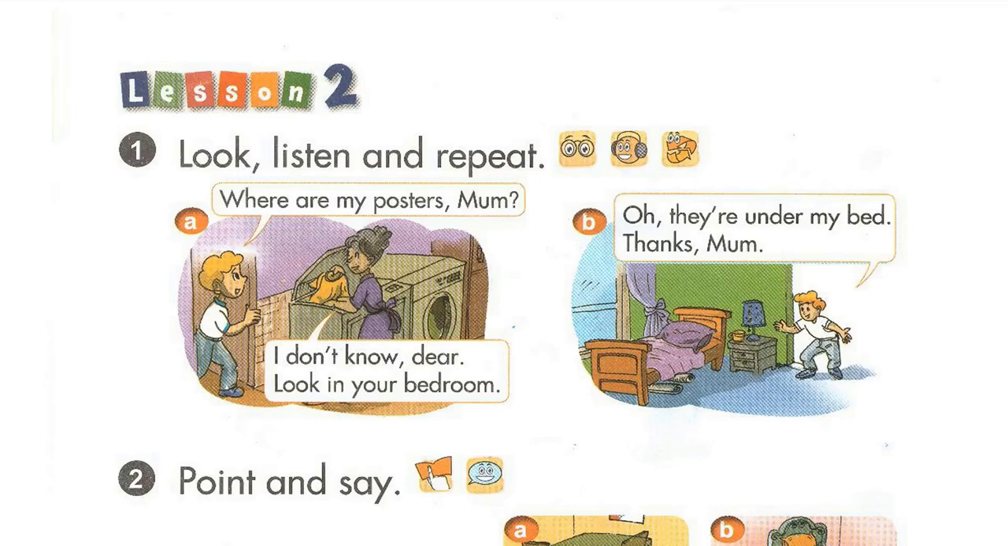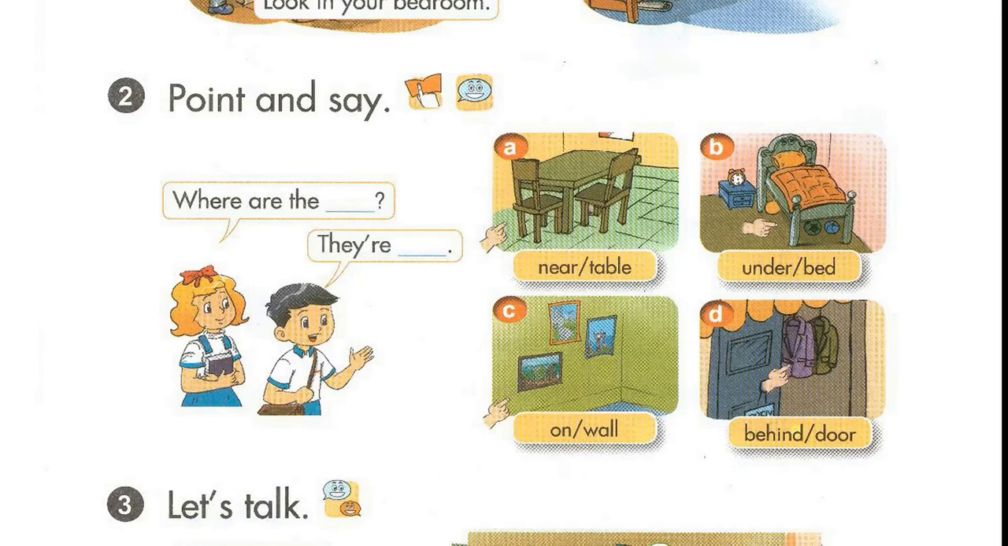Page 20. Lesson 2. Activity 1. Look, listen and repeat. A. Where are my posters, Mum? I don't know, dear. Look in your bedroom. B. Oh, they're under my bed. Thanks, Mum. Activity 2. Point and say. Where are the chairs? They're near the table.